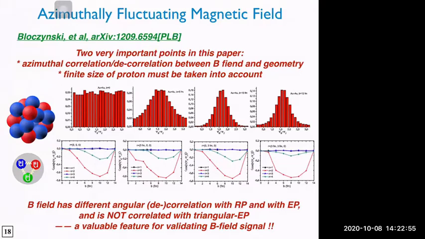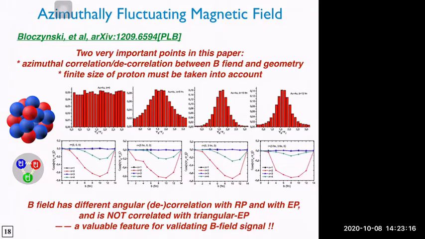So these are some detailed simulation results showing that, for example, in central collision, the magnetic field is pointing everywhere. It's not correlated with your geometry. In semi-central to peripheral collision, the magnetic field is on average correlated with your participant plane, but still there is a sizable spread. So you cannot ignore that, okay?